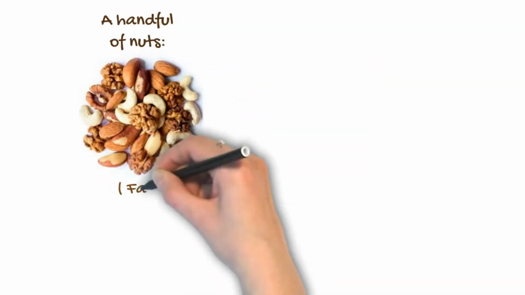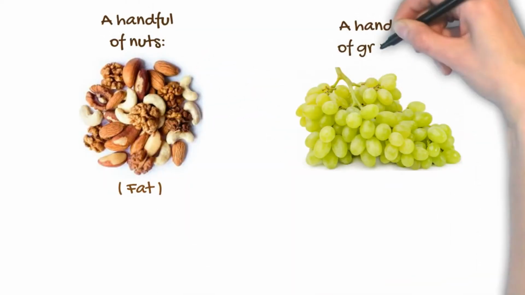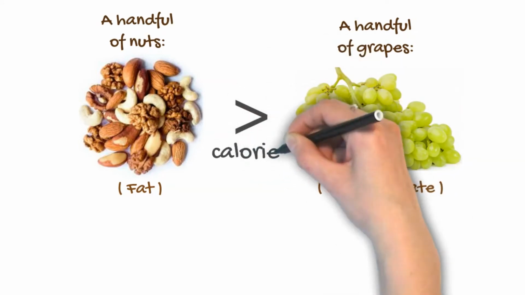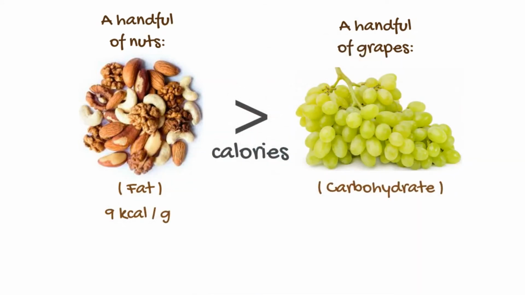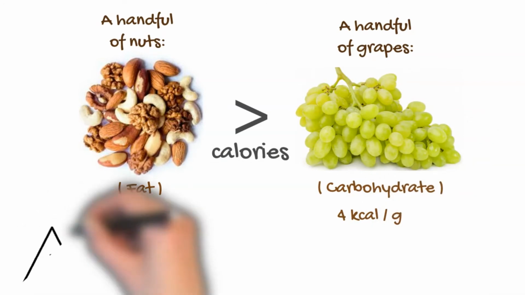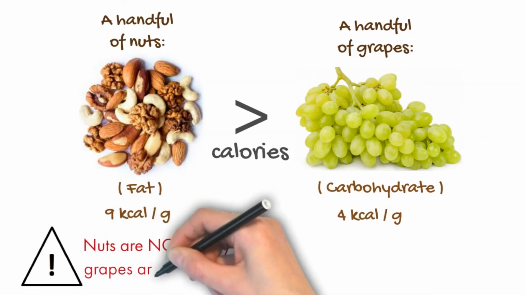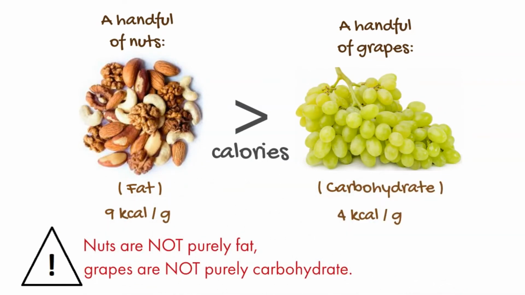So if we were to compare a handful of nuts, a fat, with a handful of grapes, a carbohydrate, the nuts would have more calories since fats have 9 calories per gram and carbohydrates only have 4 calories per gram. This is a very simplistic way of looking at foods, since nuts are not purely fat, nor are grapes purely carbohydrate, but it does help to gauge the difference in the caloric content of different foods.